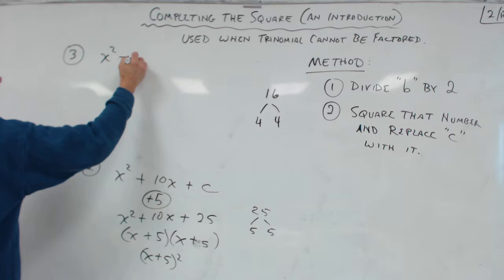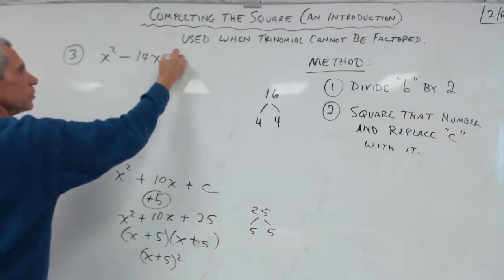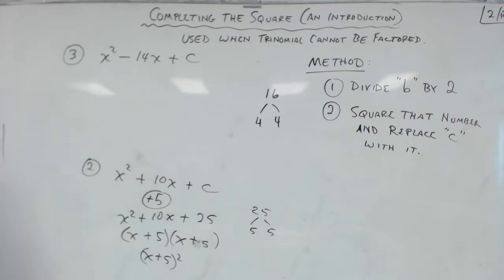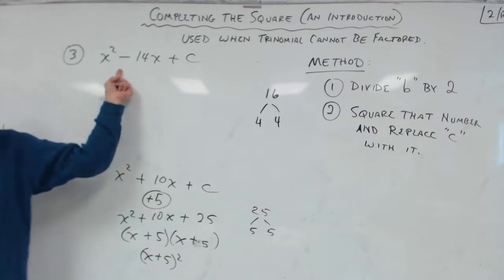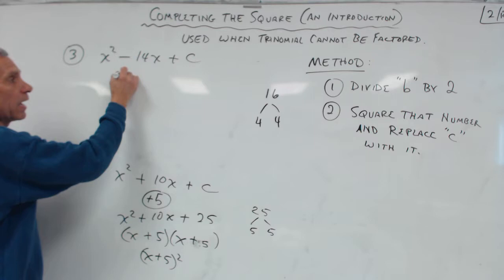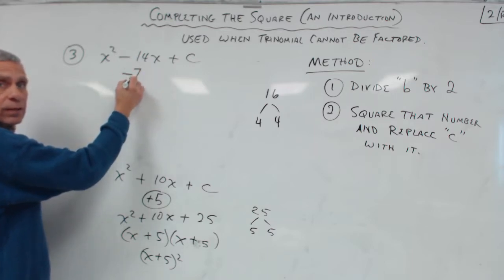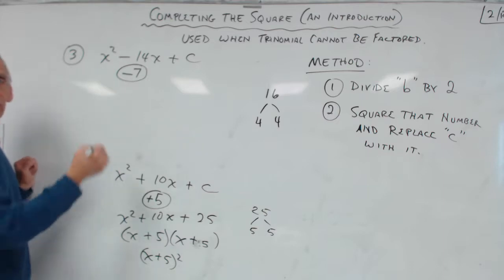x squared minus 14x plus c. Notice now I put a minus here, right? It's just negative, so this is now going to be -7. Do you agree with me? Half of -14 is -7. So now what do I write?